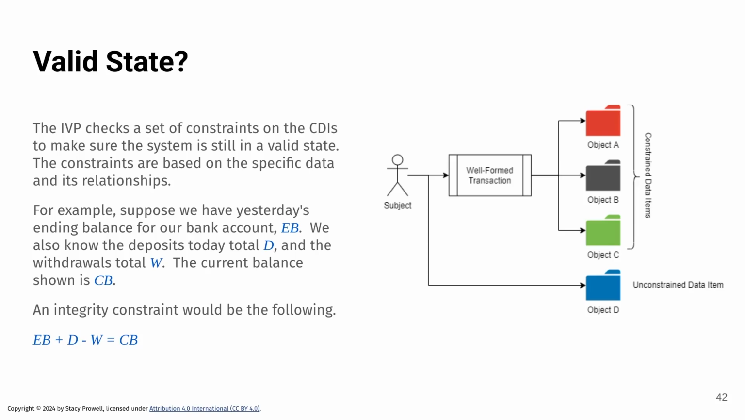An integrity constraint would look like what you see at the bottom there. The ending balance plus the deposits minus the withdrawals should be the current balance. If it's not, something has gone wrong. As long as it is, we meet that particular constraint, we have at least partially satisfied ourselves that the system is in a consistent state.